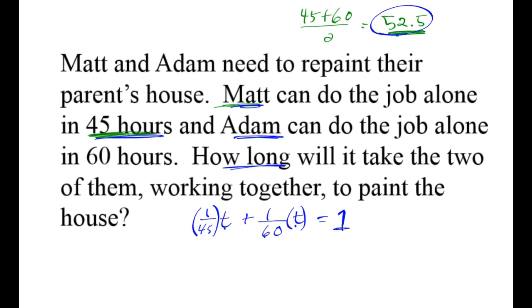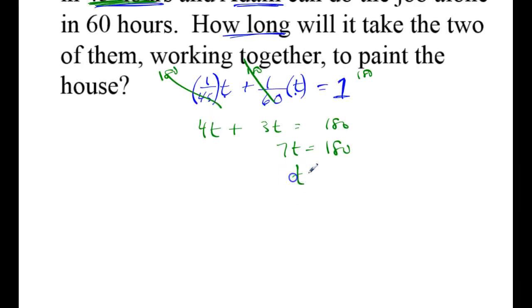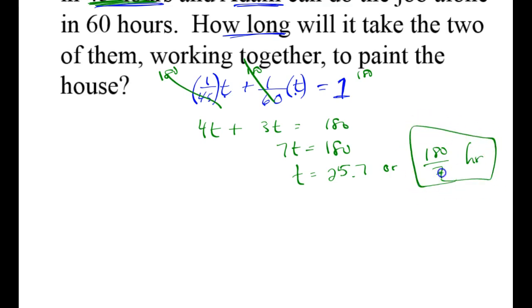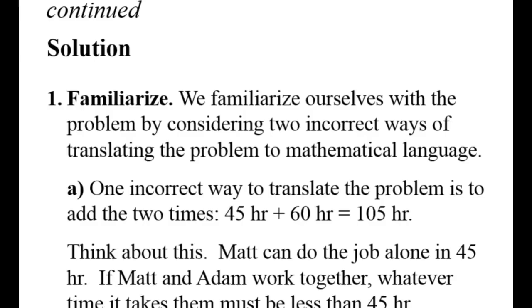So if you watched a previous video on how to solve these equations, I would multiply through by a common denominator. In this case, 180 looks like the least common multiple. We'll start multiplying. 4t plus, let's see, 180 divided by 60 is 3, so 3t equals 180, so 7t equals 180, and we finally get the time that it's going to take them both. It doesn't come out nicely, but 25.7, or more specifically, I'd probably just leave it 180/7 hours, because usually in math we like exact answers, and it doesn't say to round anything, so I would probably just leave the answer.